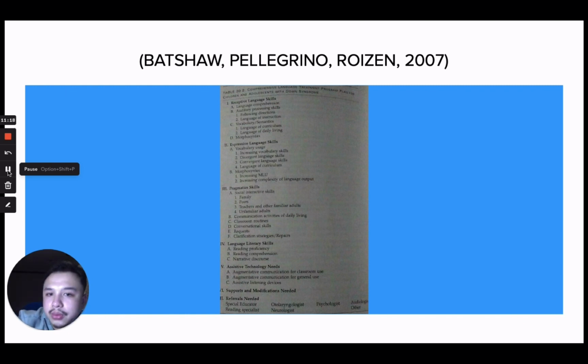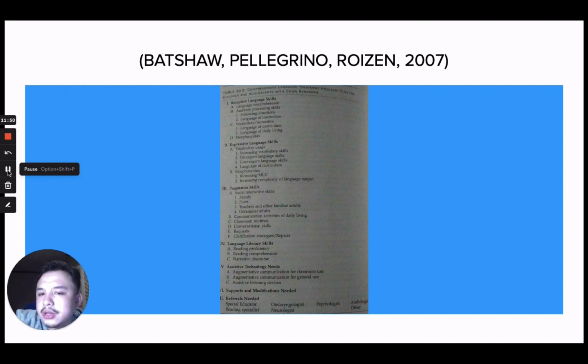So, yes. Okay. Let's look into the other things that we may treat with individuals who are functioning with Down syndrome. I will discuss further the different things that we may tackle, especially in terms of language. For receptive language skills, we may look at their overall language comprehension. We may look at their auditory processing skills, their vocabulary, and their morphosyntax. For expressive language skills, we will look at their vocabulary usage in terms of their increasing vocabulary skills and their divergent and convergent language skills.